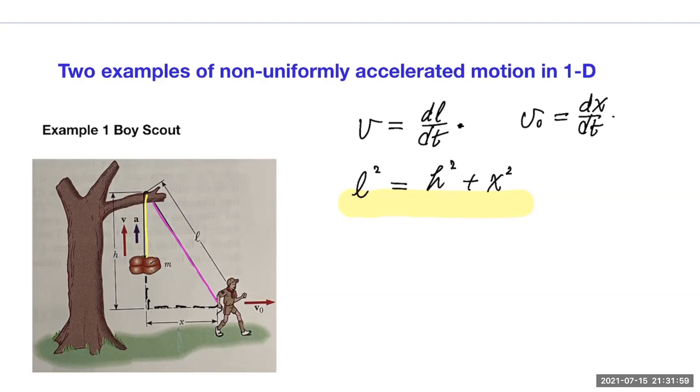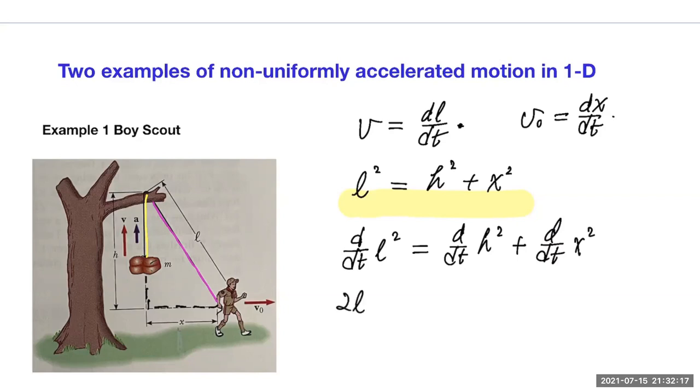Okay, so you take d/dt of L squared, which must equal d/dt of h squared plus d/dt of x squared, right? I'm just taking the derivative with respect to time for every term. The first term is just 2L dL/dt.